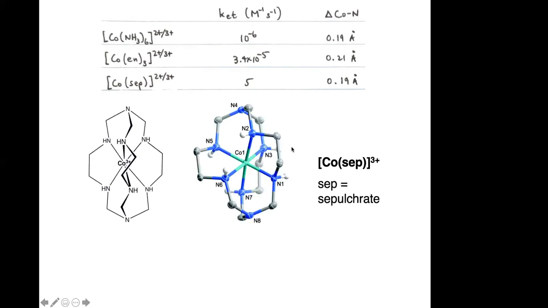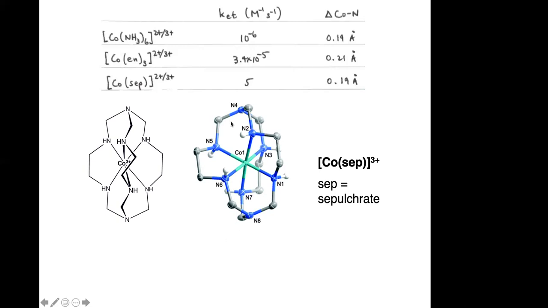So here's the crystal structure of the cobalt-3 sepulcrate complex. And here's a line drawing of what this is: a cage ligand where you've got 8 amine sites, 6 of which can coordinate in an octahedral type geometry. So this is a very rigid cage, and it's not very flexible. And once you get the metal ion into this ligand, it's like in a sepulcher. It's really confined there, and it's not coming out. So hence the name sepulcrate.